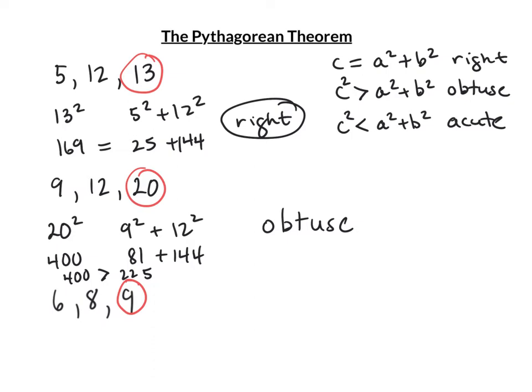For my last one, I'll compare my c, 9 squared, with 6 squared plus 8 squared. Again, the sum of any two sides is bigger than the third, so it is a triangle. 81 and 36 plus 64 is 100. 81 is less than 100, so c squared is less. This triangle must be acute.